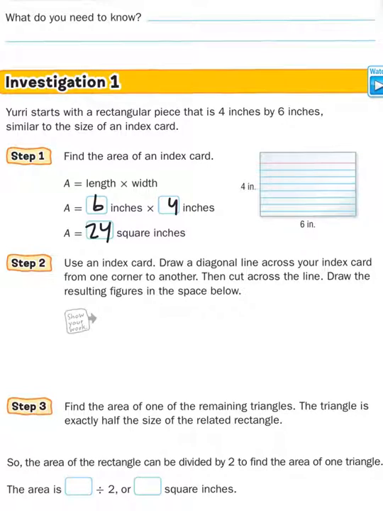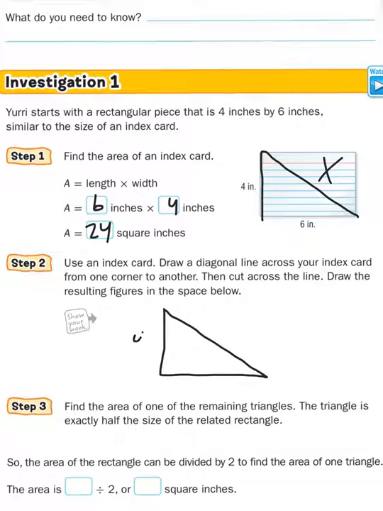Now, it says, use an index card. You're just going to go with this one. You don't have to actually get one. Draw a diagonal line across your index card from one corner to the other. So I'm going to do that as neat as I can, right there. Then cut across the line, draw the resulting figure in the space below. So I'm basically cutting that in half, and I'm going to have the triangle left, which should look like that. And remember, this height is 4 inches, and this base is 6 inches.